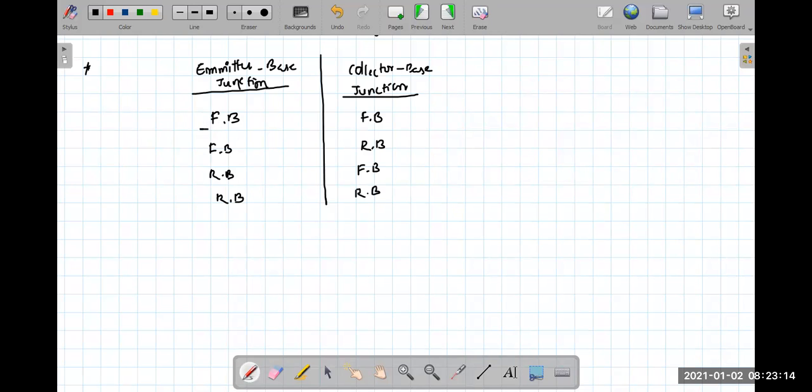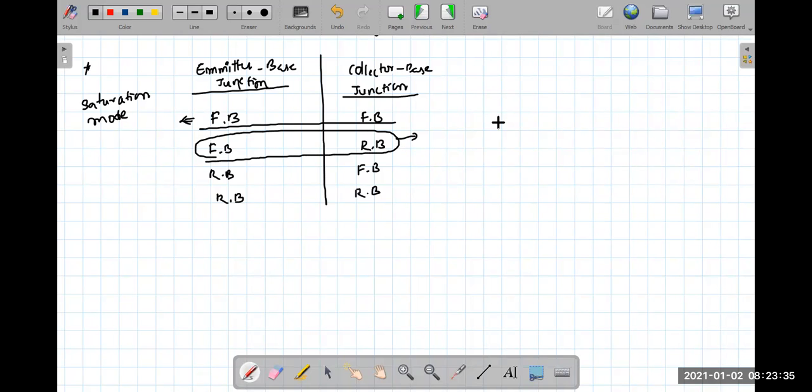This particular condition of forward bias and forward bias is what is called saturation mode. We'll see why it is exactly called saturation mode. Now, if the emitter-base junction is forward biased and the collector-base junction is reverse biased, this is what is called active mode.